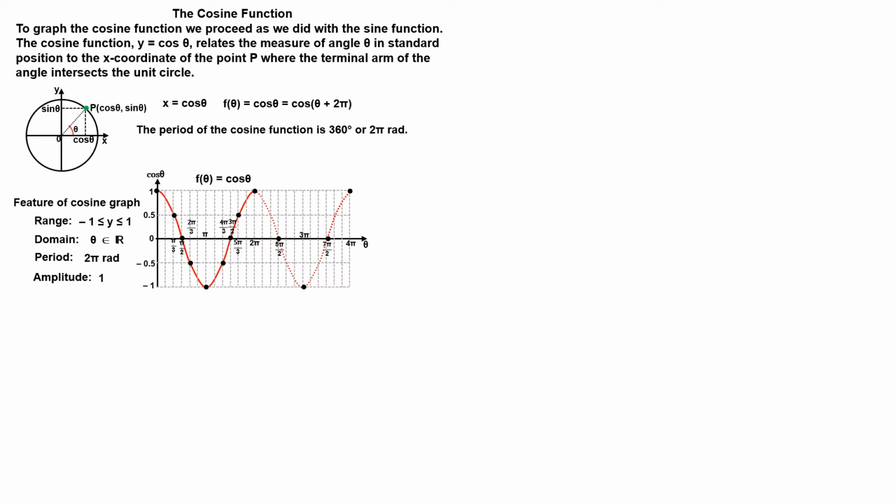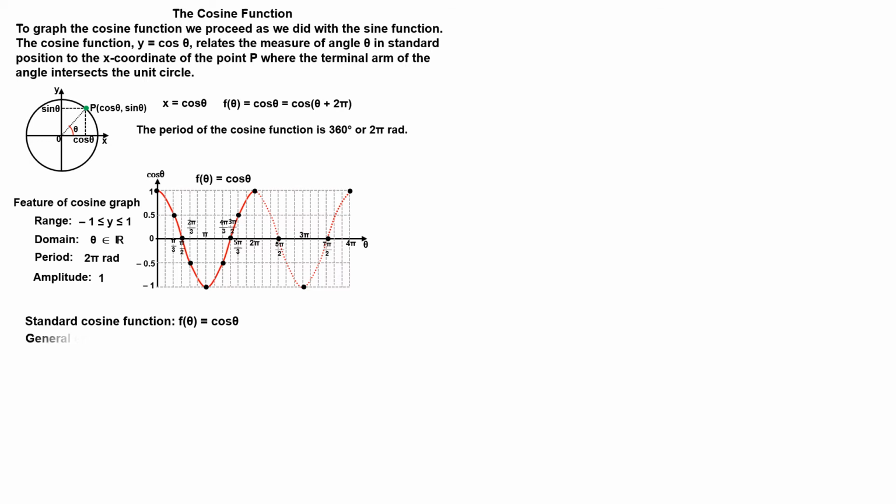We have just learned to draw the standard cosine graph. We now consider some of the possible transformations that can be applied to the standard cosine function and look at how these transformations affect the basic properties of this graph.